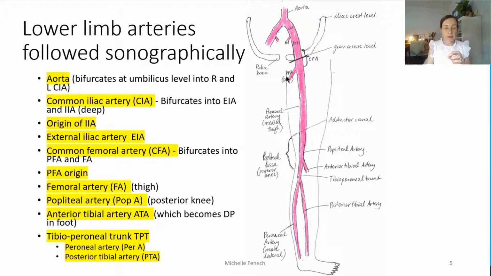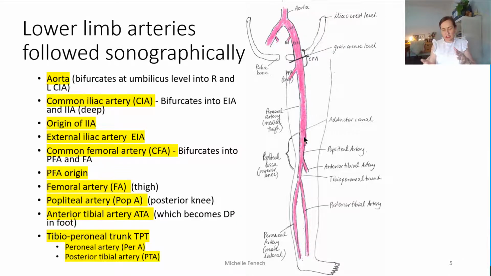So we have the profunda femoral artery. Profunda is an old term that means deep. So our profunda femoral artery and then our femoral artery. And our femoral artery is quite long and it sits in the medial aspect of our thigh. And it runs a lot through what we call our adductor canal. And then the inferior portion of our adductor canal, when it comes out of that, it becomes and sits more in the posterior aspect of our knee. And then that becomes our popliteal artery.